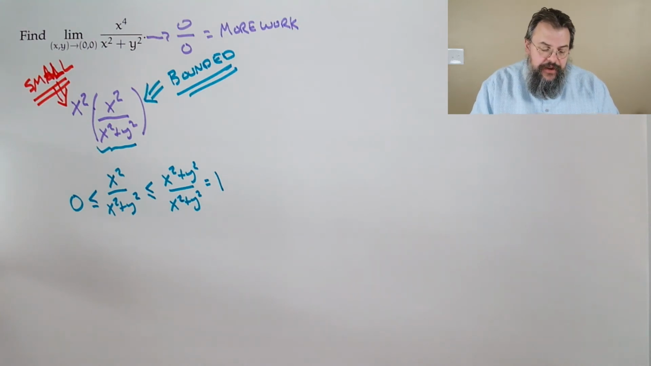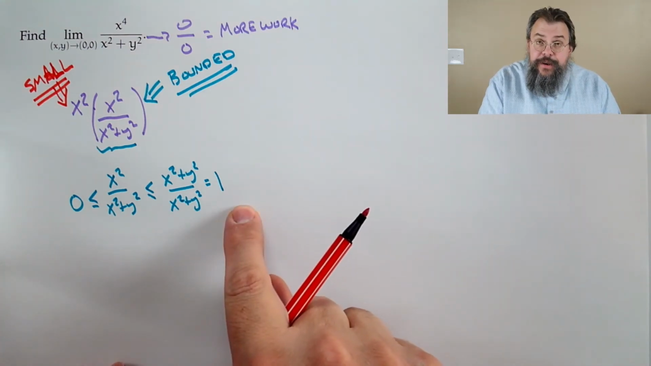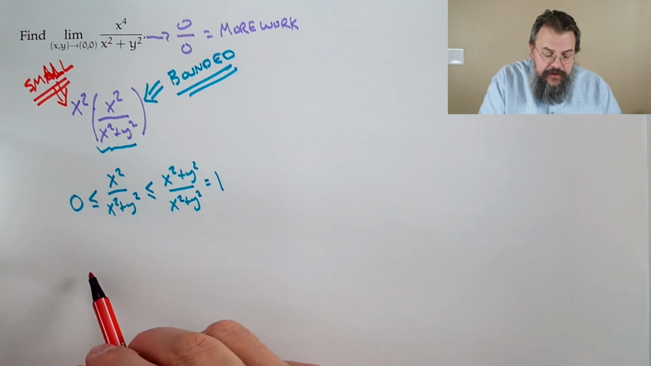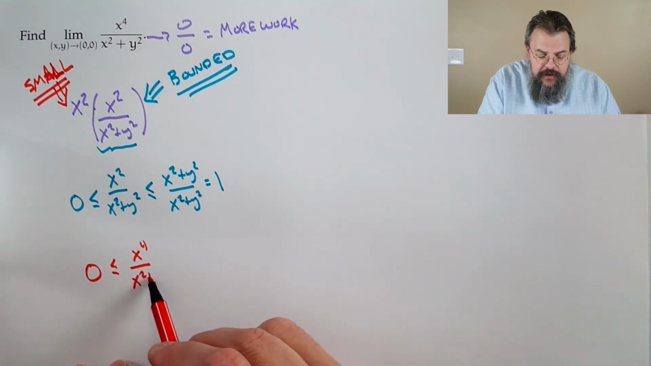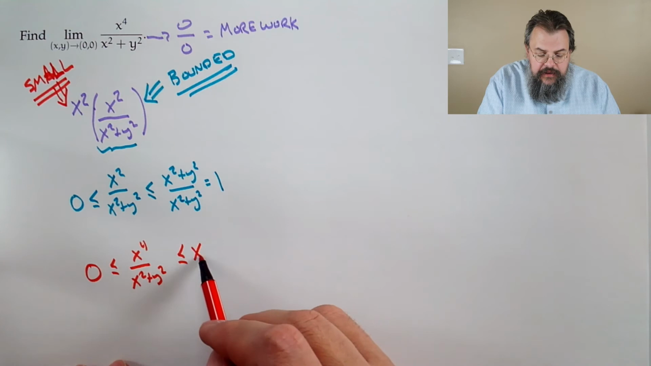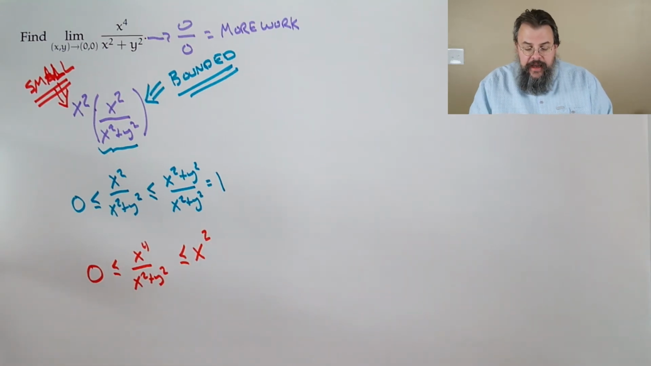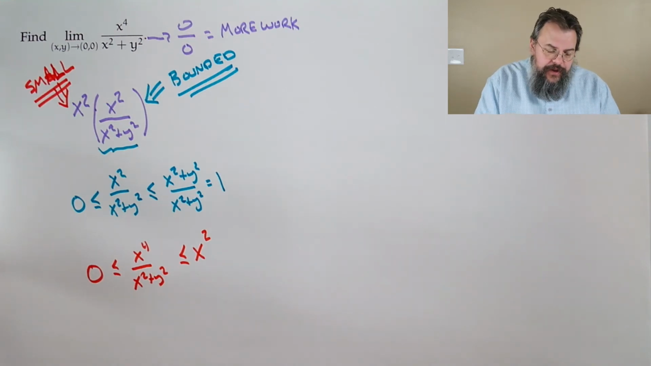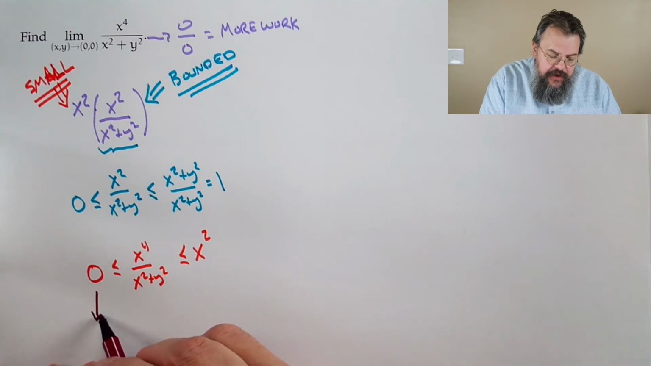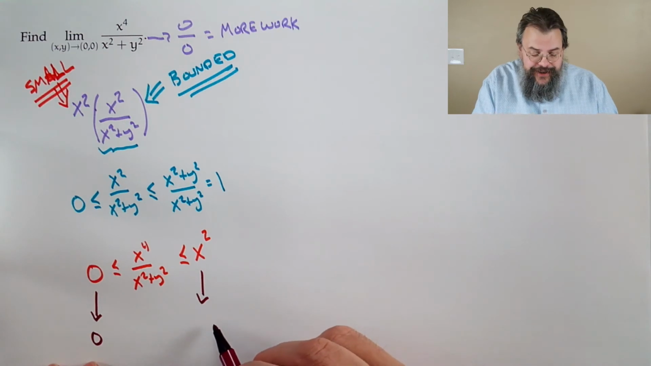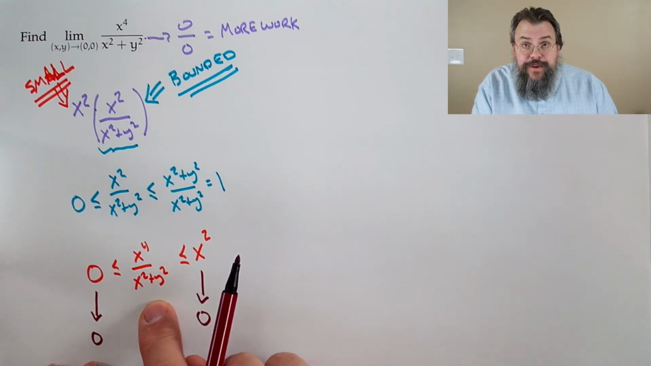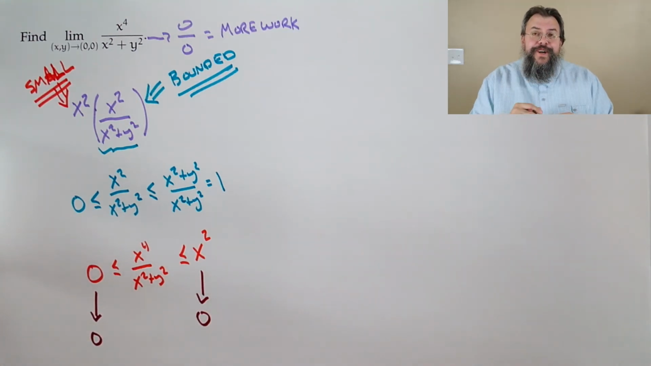So let's be more precise. We can start with this expression and multiply everything by x squared, and we'd have 0 less than or equal to x to the fourth over x squared plus y squared less than or equal to x squared. Now we're ready for the punchline. What happens? Well, this part, as we get close to the origin, goes to 0. This part, as we get close to the origin, goes to 0. And this has to go to something in between. Well, there's not a lot of space left. There's not a lot of wiggle room between 0 and 0.